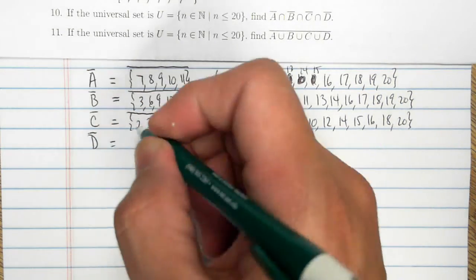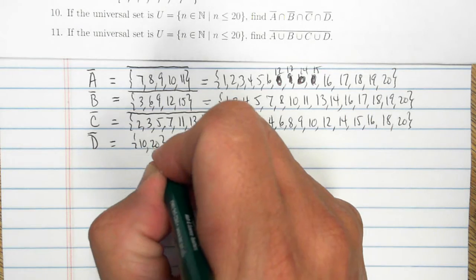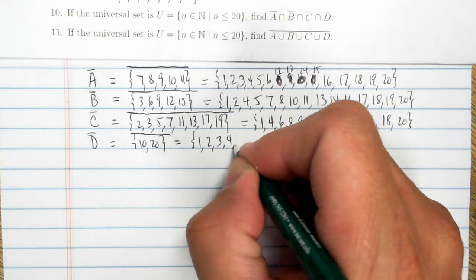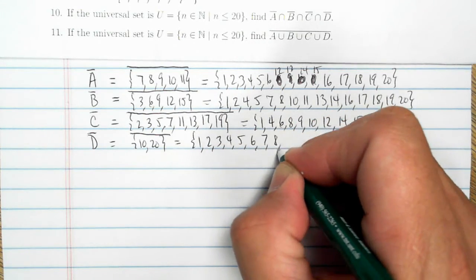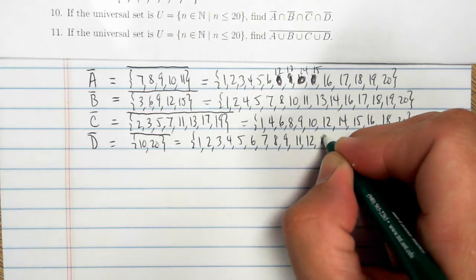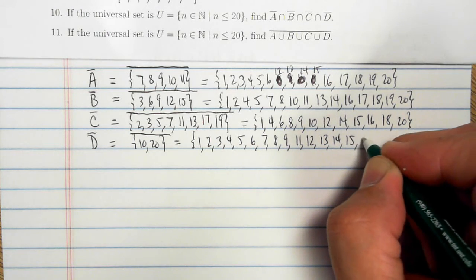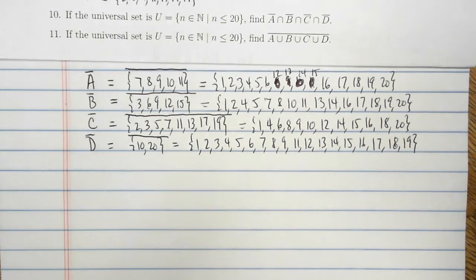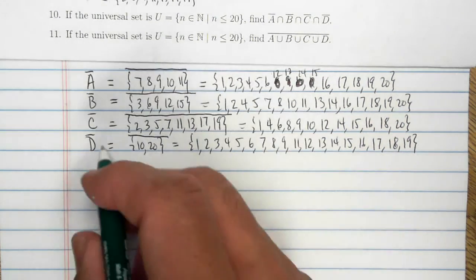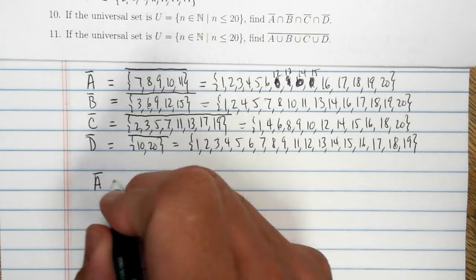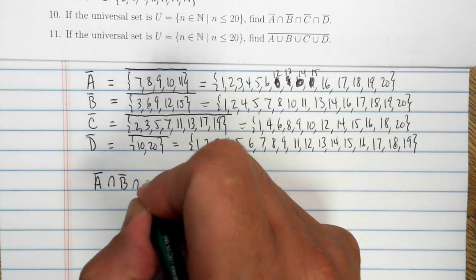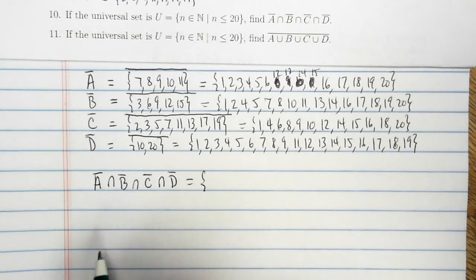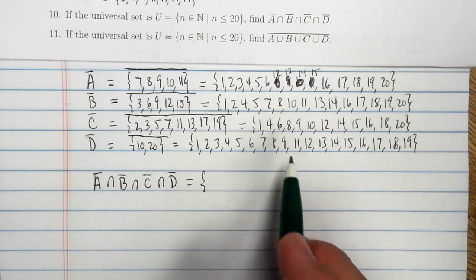And then finally, D complement. D was only 10 and 20, so that'll be everything except for 10 and 20. It'll take me a while to write this out, but it's everything between 1 and 20 except for 10 and 20. Okay, so those are the 5 sets. Now, the question asks for A complement, intersect B complement, intersect C complement, intersect D complement. So let's go through these and see what's in all sets.